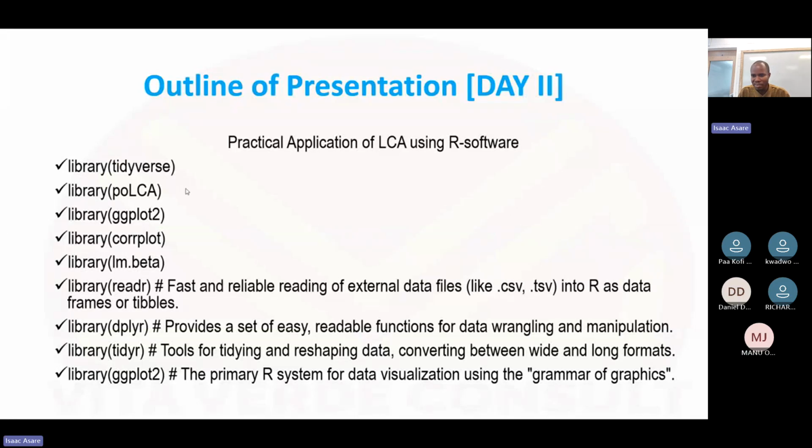Tomorrow, God willing, this is what we'll be looking at as the practical application of the LCA using the R software. So it's going to be pure application. You are going to do pure application. So I share some data set with you. Please just take your time and then go through.